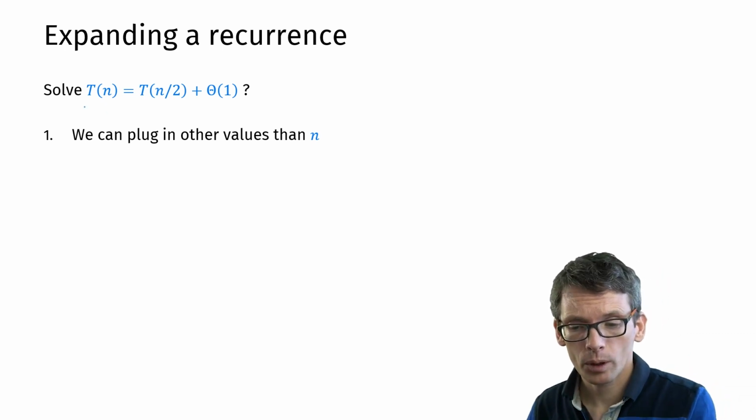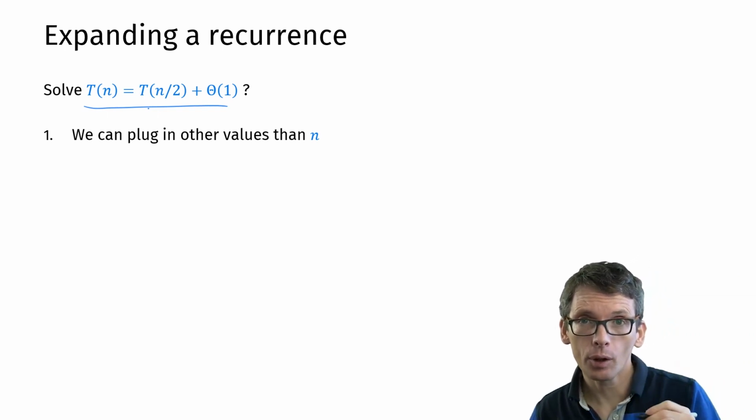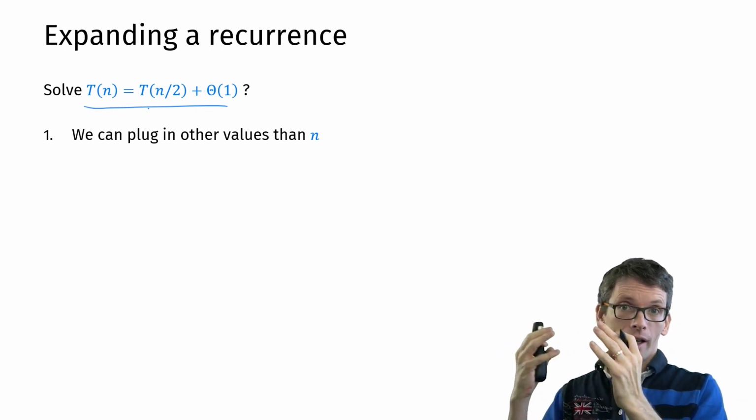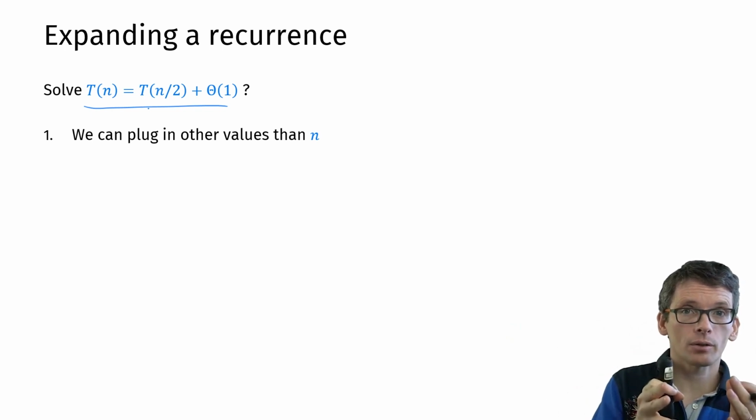Now we can use the same idea to solve the recurrence for binary search. So here's the recurrence for binary search: T of n is T of n half plus theta of 1. The first part is again to observe that instead of having n on the left-hand side, I can have other values on the left-hand side, and then I get other values on the right-hand side.